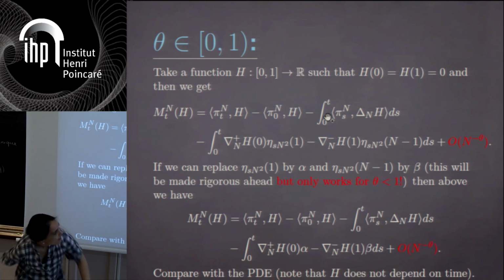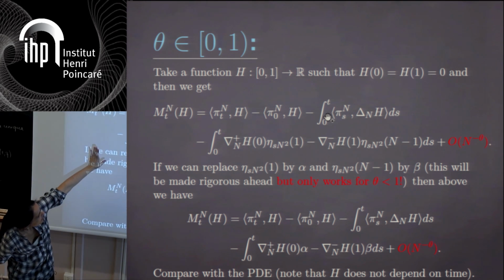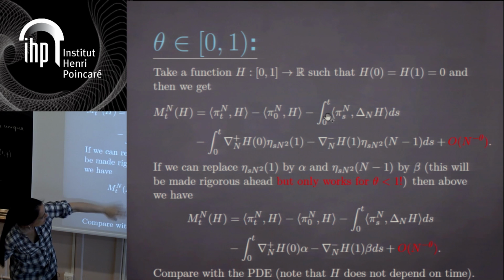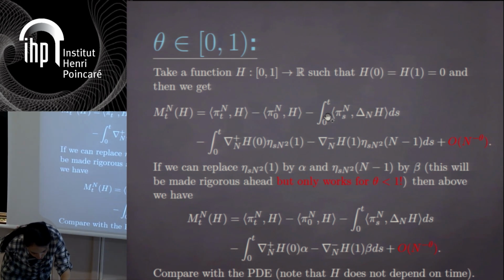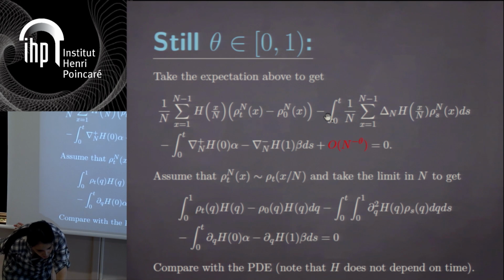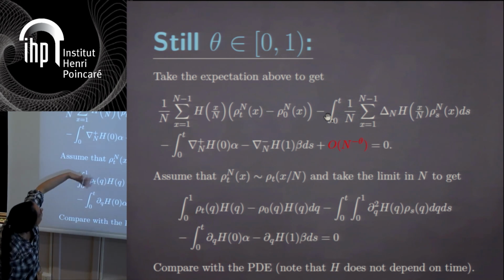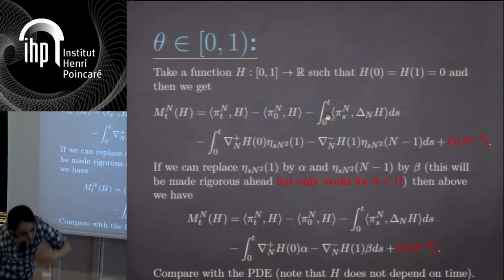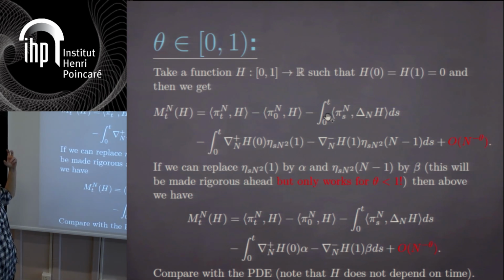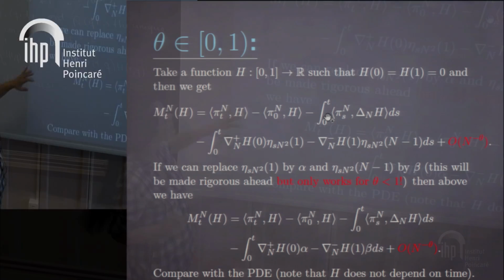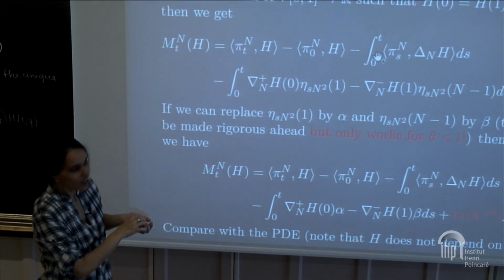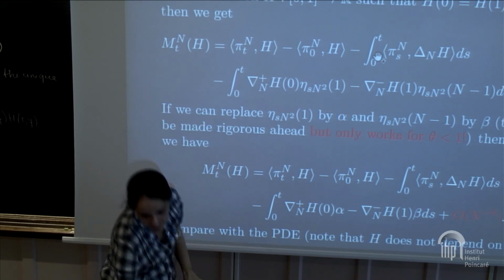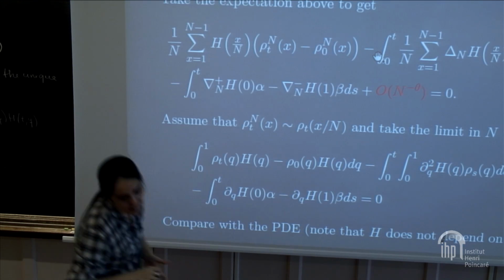As I said, for theta between 0 and 1, you need this replacement lemma to get the alpha and the beta out of the equation. So heuristically, not rigorously, what you do is that you have this martingale, you apply the expectation with respect to mu n. When you apply the expectation to this guy, you get this.